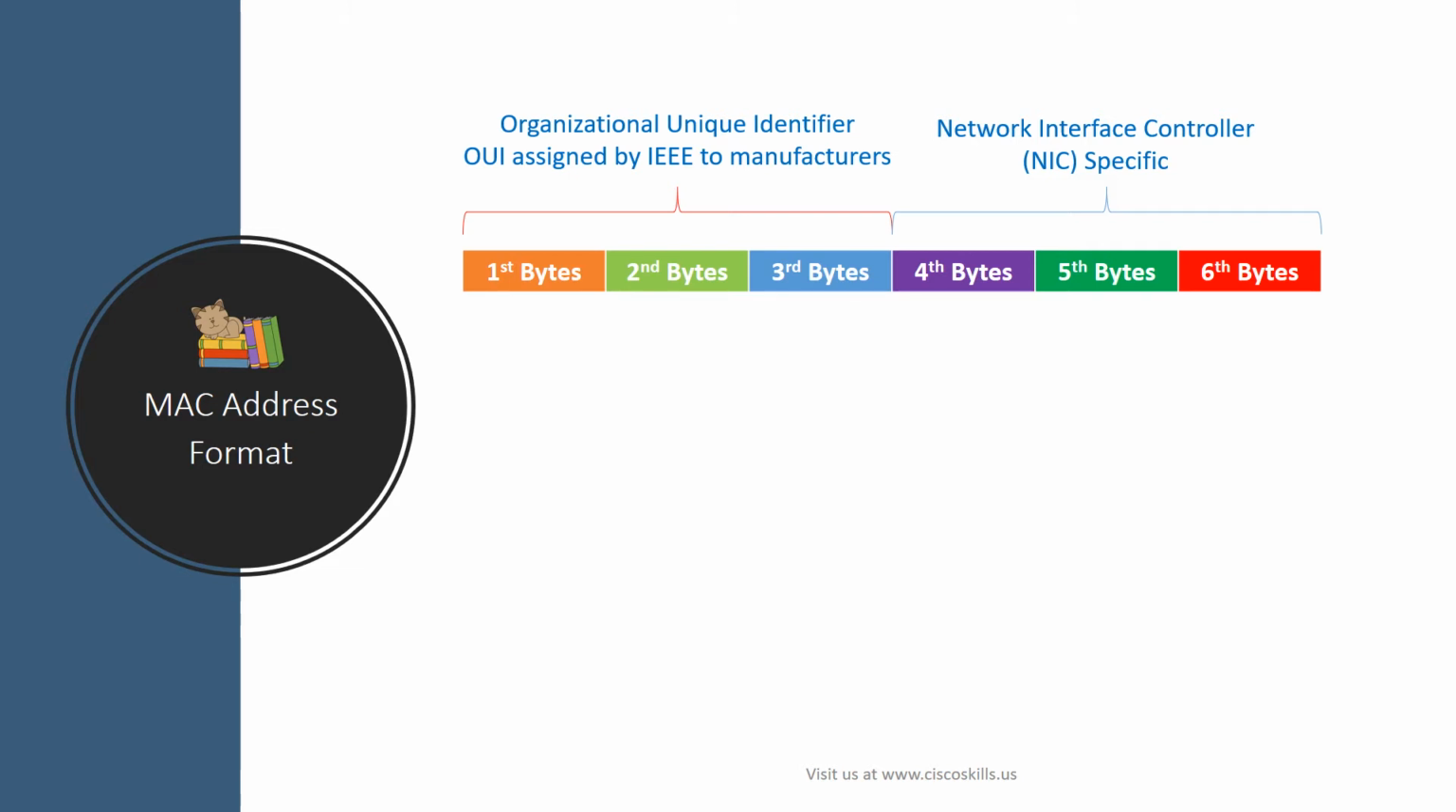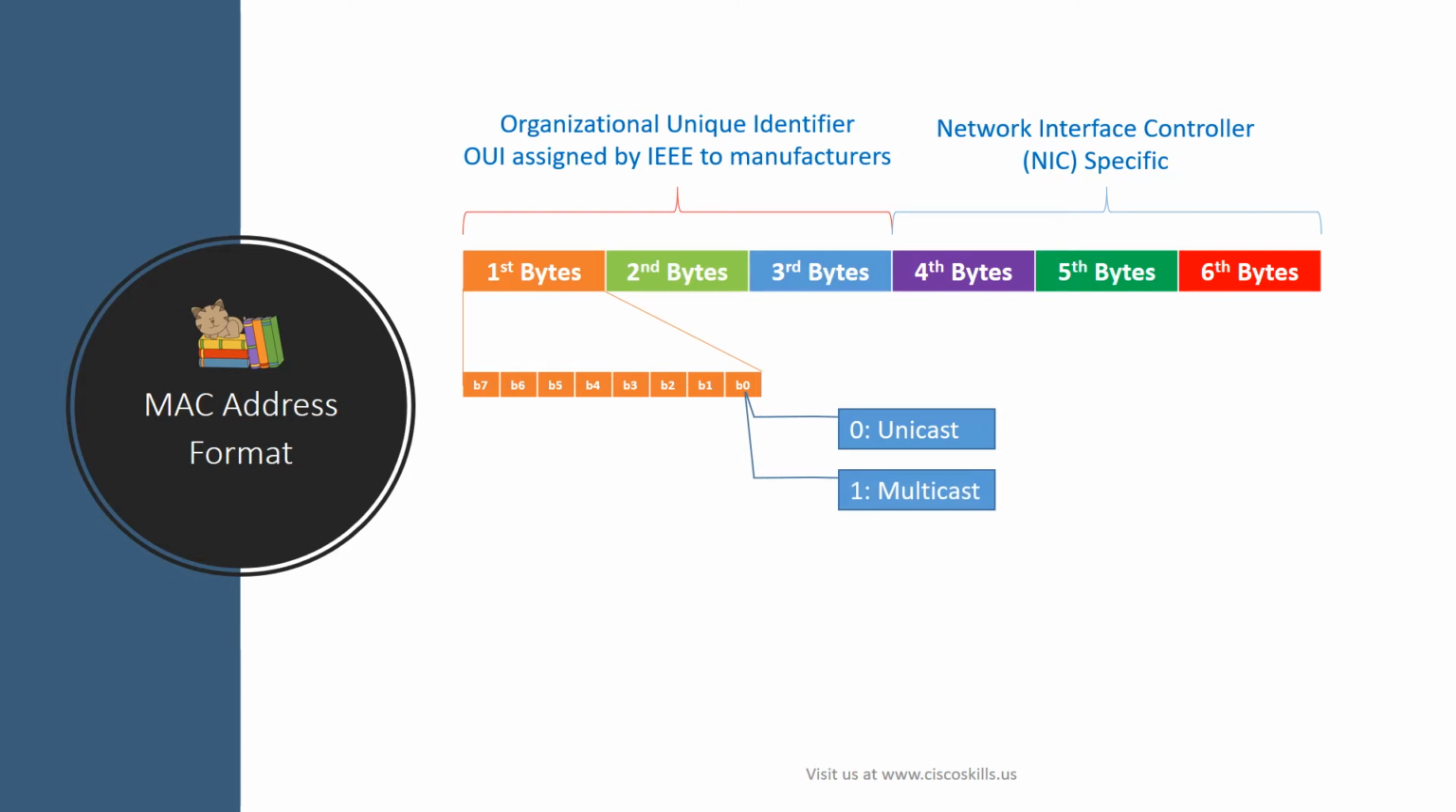The special thing about the first byte of the MAC address, if bit B0 is set to 0, it is a unicast address, and if it's set to 1, then it is a multicast address.